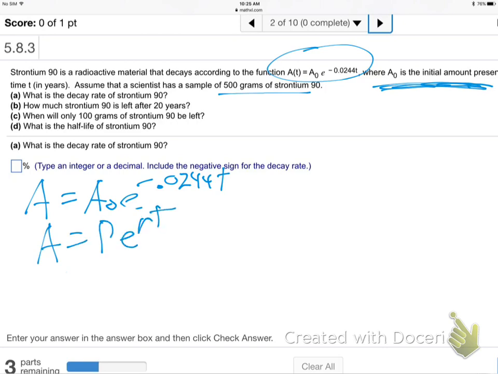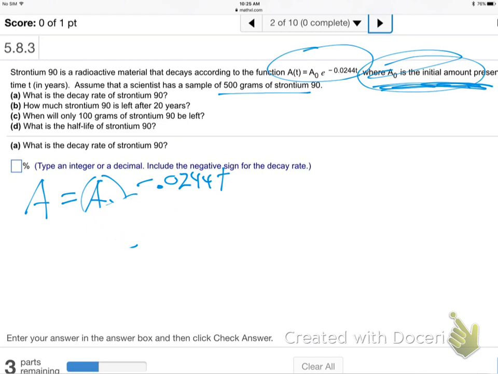Yeah, it's right, because what is this right here? It's the P. It's the original investment. It's the original whatever. In this case, the initial amount of strontium. So it's the same thing. That's why I'm just saying, just use PERT, and you'll be good. It's the same exact thing. All right, so here we go.